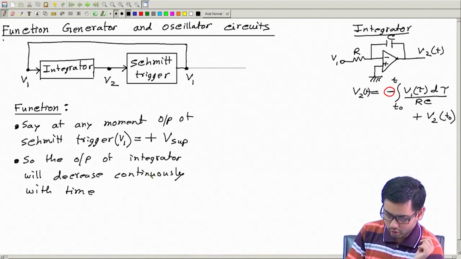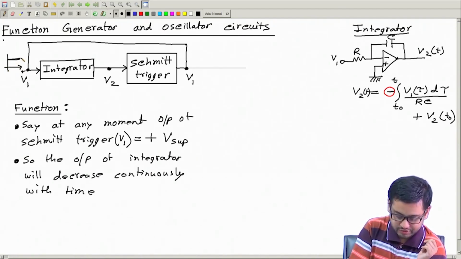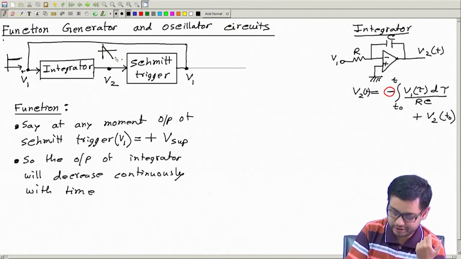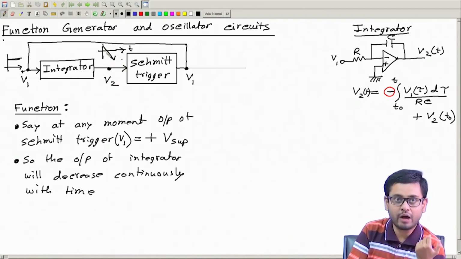Okay, so if V1 is like this, constant, as a function of time, it's constant, then here this will decrease, starting from some positive or negative value. So it will go decreasing like this. This is time. Okay, so it goes down continuously.